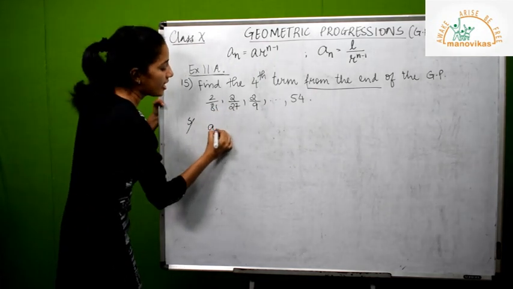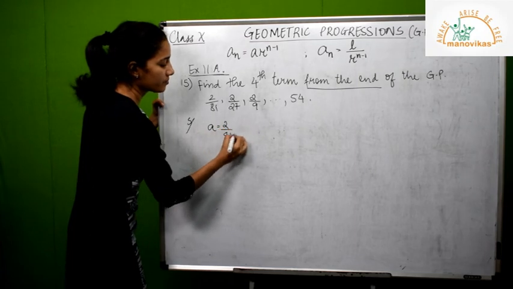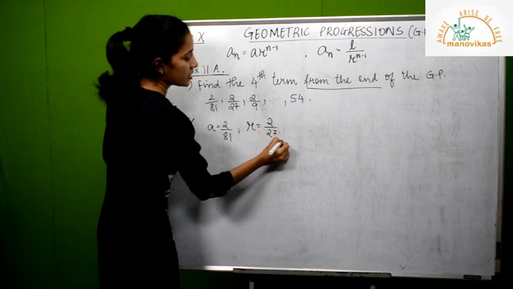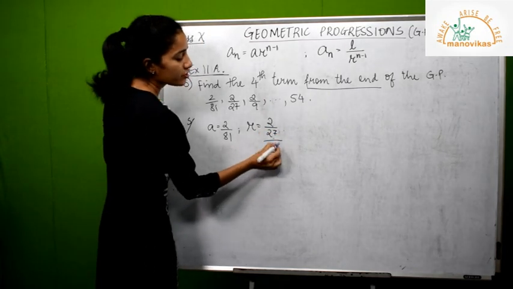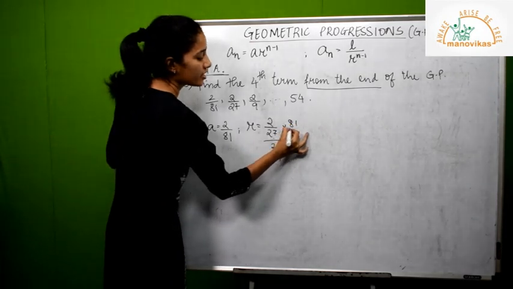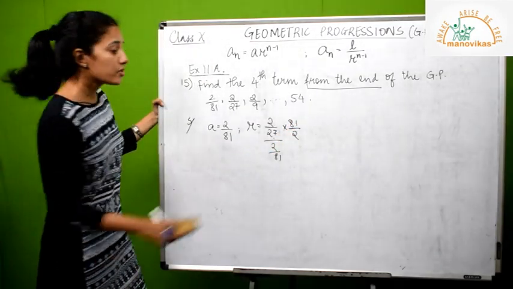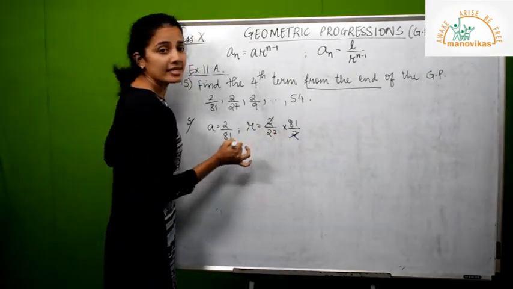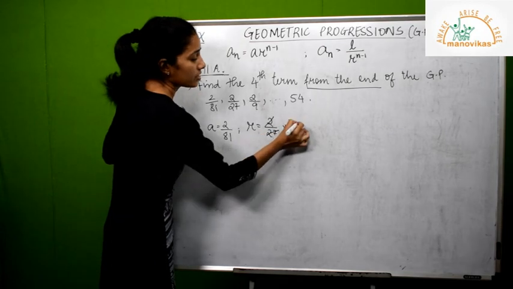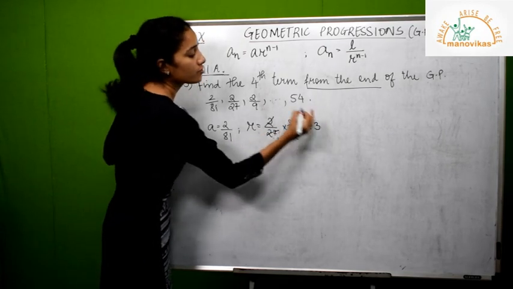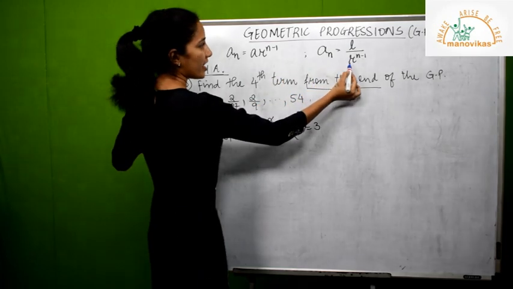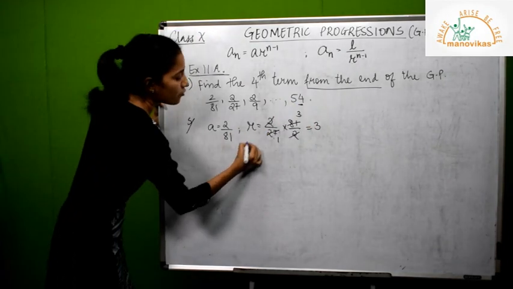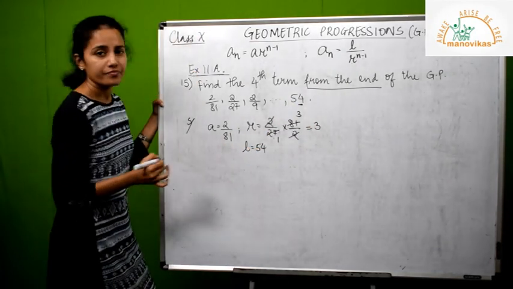Now in this, A, the first term, is 2 upon 81. R is the second term divided by the first term, which you take the reciprocal of, so I get 81 divided by 2. Note that I am doing the step in the same step itself. So cancelling this, 27 into 3. Therefore, R is equal to 3. In this formula, now we have R. What else do we need? We require the last term, which is given. So therefore, L is equal to 54.